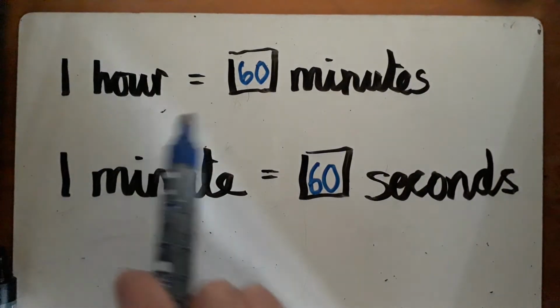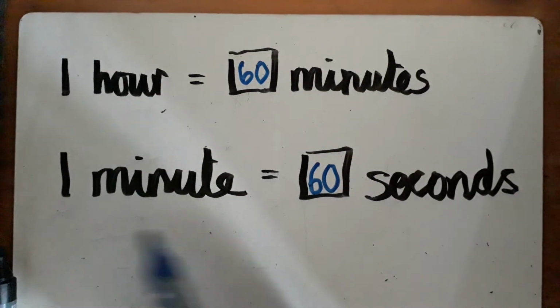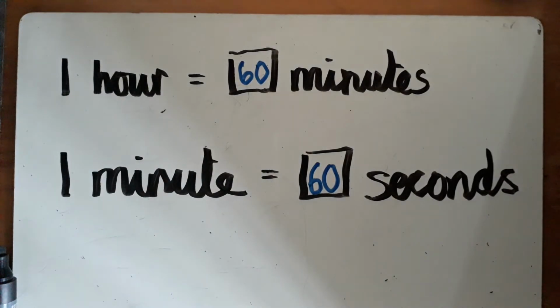So your sentences should now look like this. 1 hour is the same as 60 minutes. 1 minute is the same as 60 seconds. And we're going to keep coming back to that as we work out the problems today.